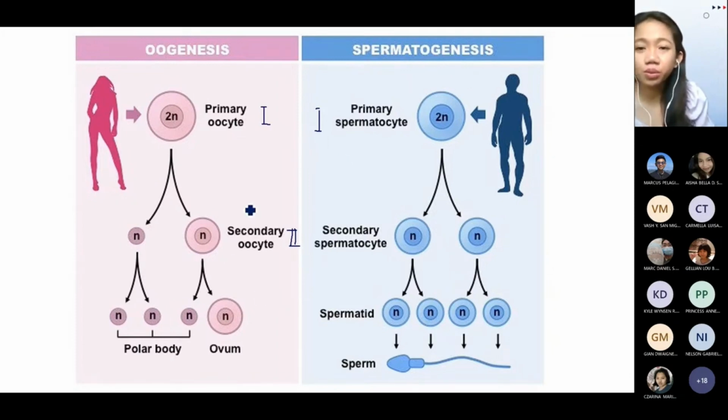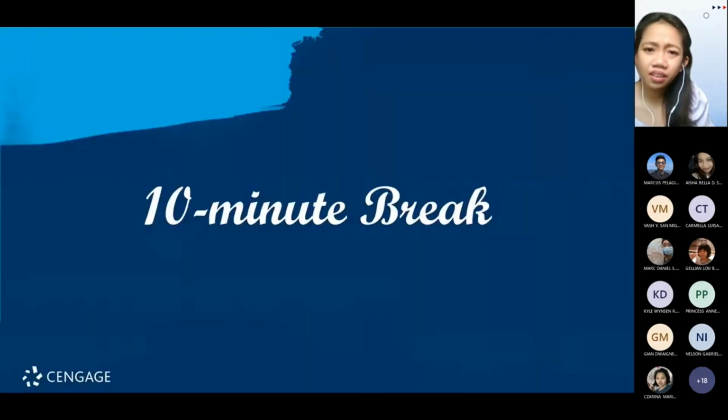Okay. So, there we go. So, that's oogenesis and spermatogenesis in humans.